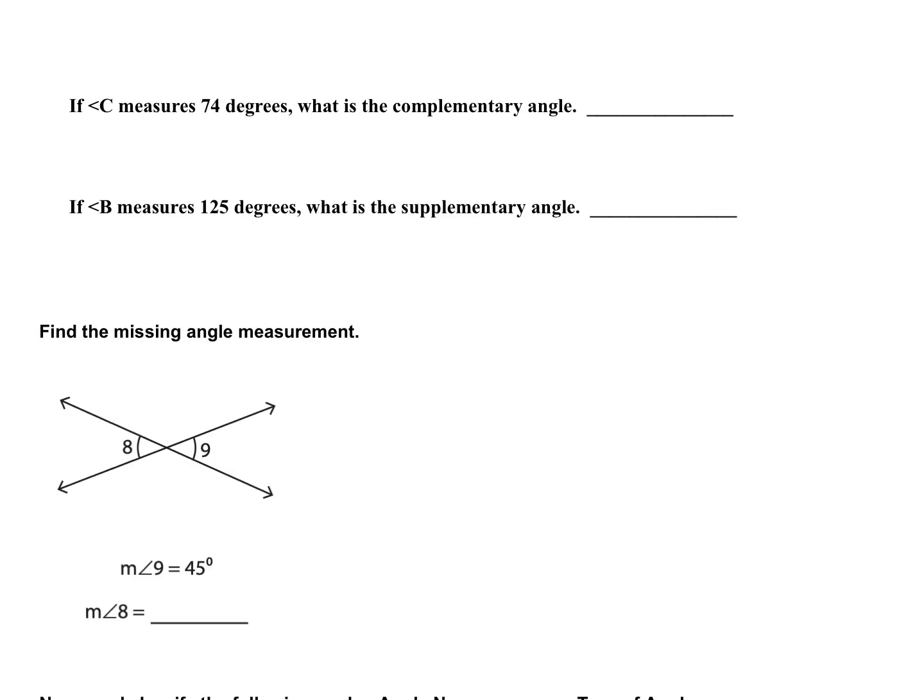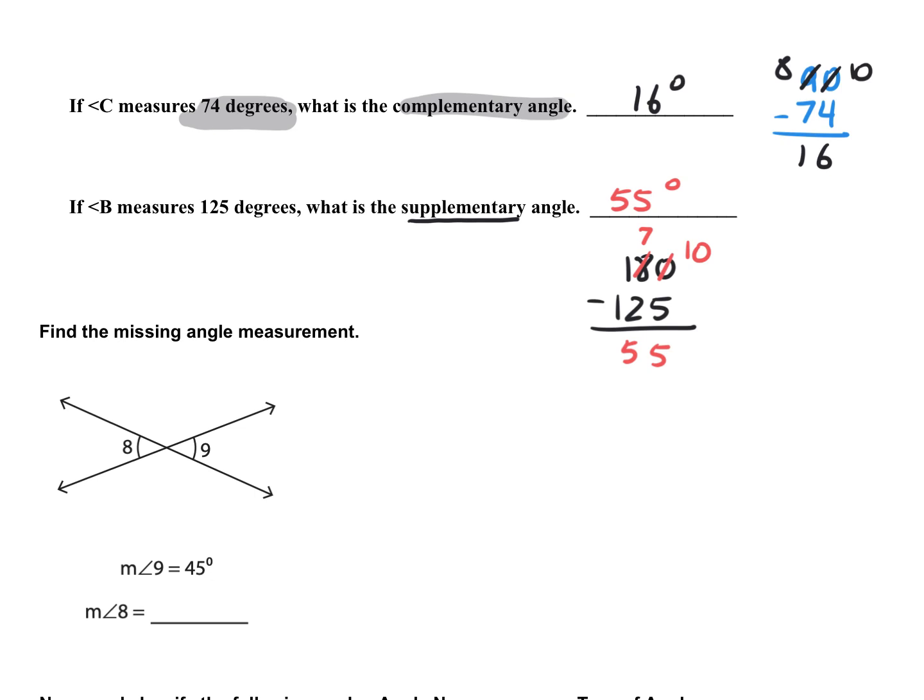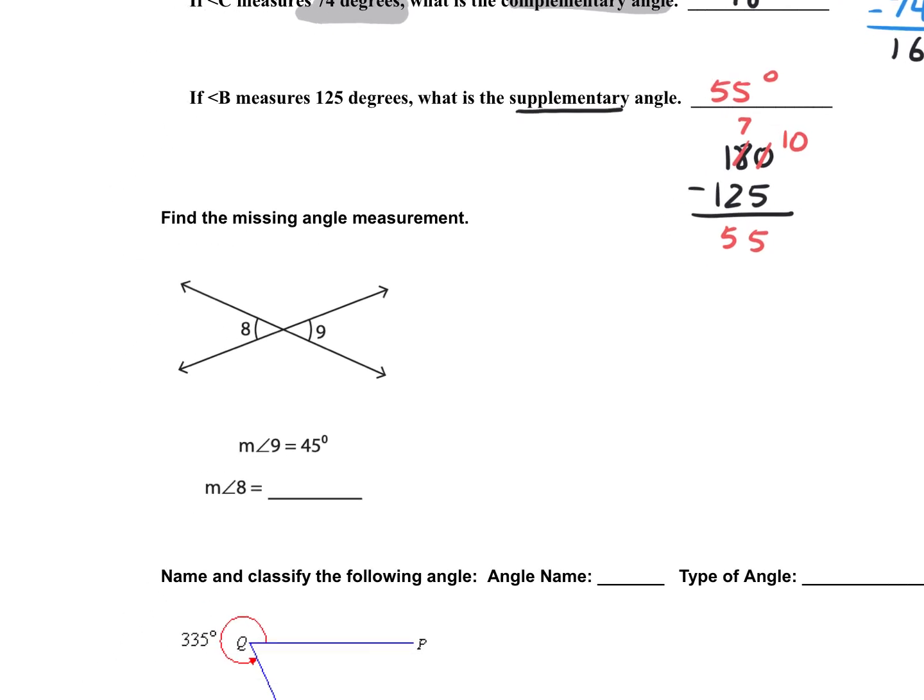Now remember, if they give you the angle measurement of 74 degrees and they say, what's the complement? What do we have to do? That's right. Subtract 90 minus the 74, and we get 16 degrees for the complement. Same for the supplementary. What did you get for the supplementary angle here? You should have gotten 55 degrees.